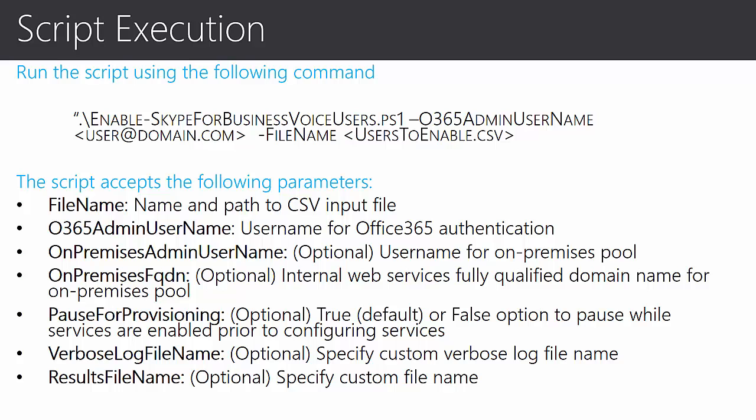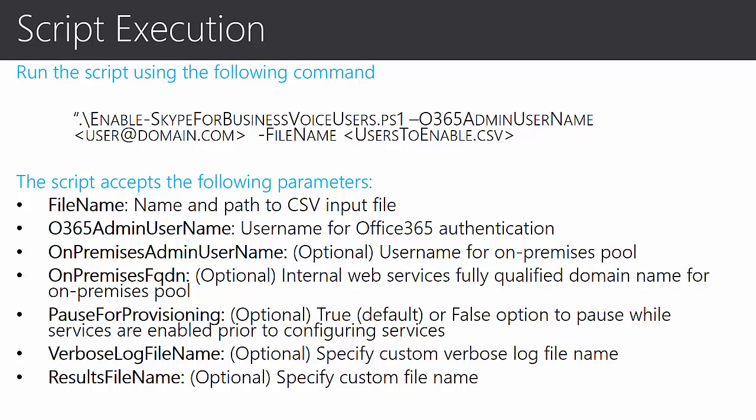I also allow you to specify the output file names. The first is the verbose log file name. This is a log of all the steps and some troubleshooting information that we have. By default, this is just called verbose log file .log and is saved in the directory in which the script is run from.